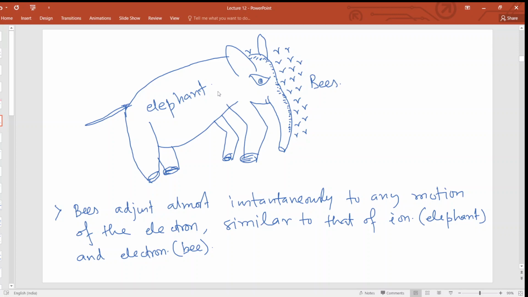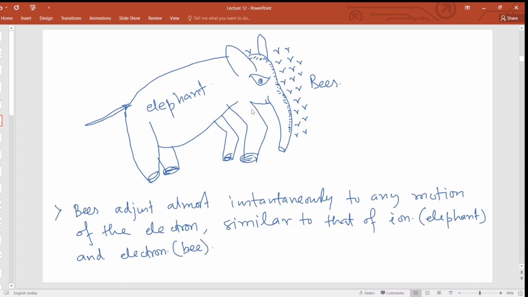So let's say this is an elephant, and these are the bees. Here, the ion is equivalent to the elephant, and the bees are the electrons. Now the question comes: why are bees suddenly coming to the elephant? The reason is that some sugar, or jaggery, or some sweet sauce has been poured on the trunk of this elephant, and as a result these bees are getting attracted. You can take this as a sort of electrostatic attraction force, which is somehow binding them together.